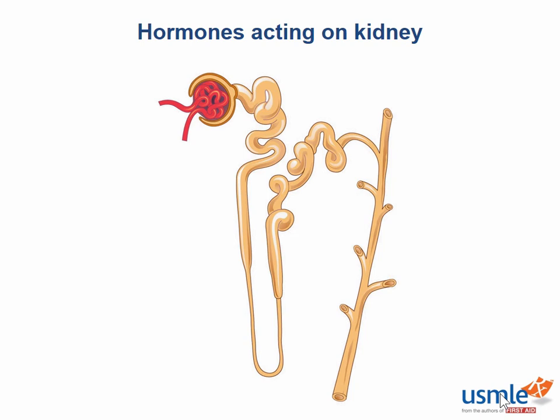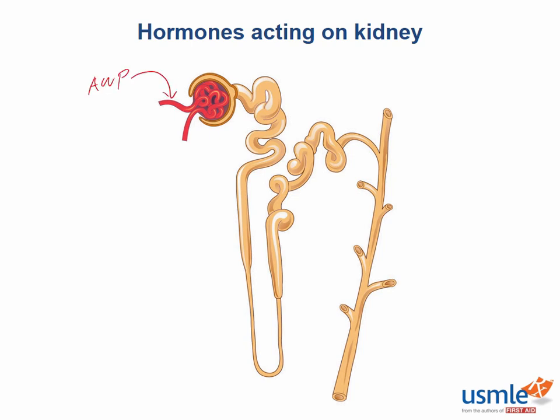Remember, some hormones are secreted from other parts of the body, but act on the kidney, such as atrial natriuretic peptide, or ANP. Why would other parts of the body need to communicate with the kidney? Two main reasons would be to regulate blood pressure and solute concentrations, since these are two things the kidney has a lot of control over.